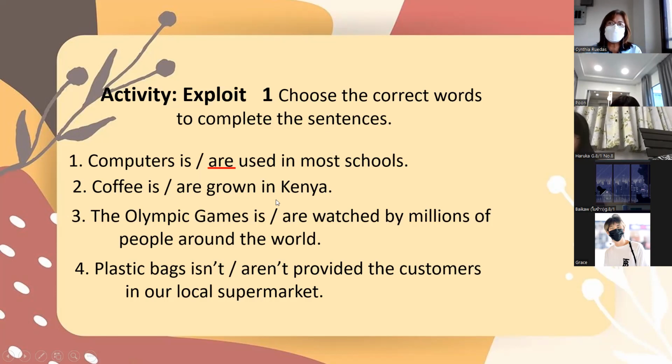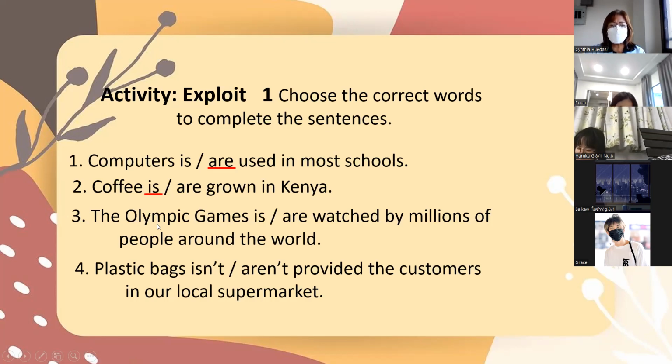For number two, Poon, what is your answer? Please read again the sentence and your answer. Coffee is grown in Kenya. Okay, let's see if you are correct. Okay, coffee is in singular form.